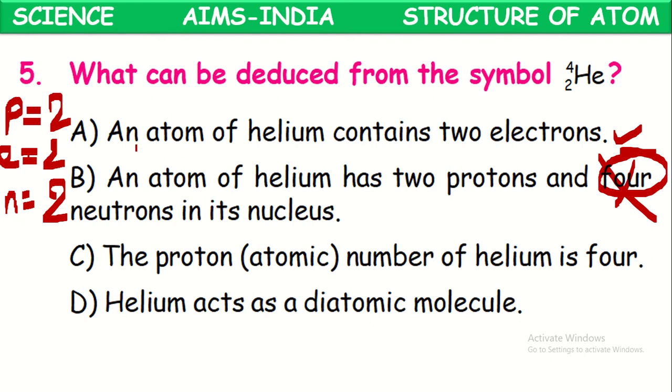Now see once again options. An atom of helium containing 2 electrons. This is correct. An atom of helium has 2 protons. This is correct. But not 4 neutrons. Third option. So we can say it is wrong. The proton number of helium is 4. Is it correct? Proton number is 2, not 4. Helium acts as a diatomic molecule. No, it is a single atomic molecule. It is also wrong. Only correct answer is this.